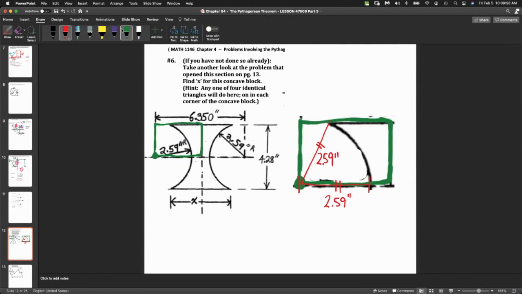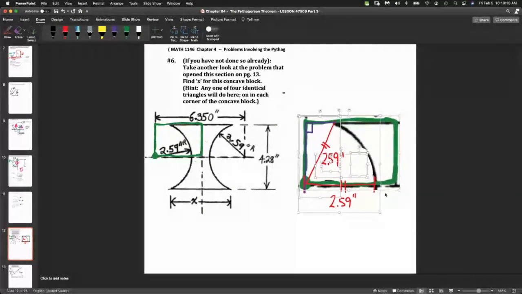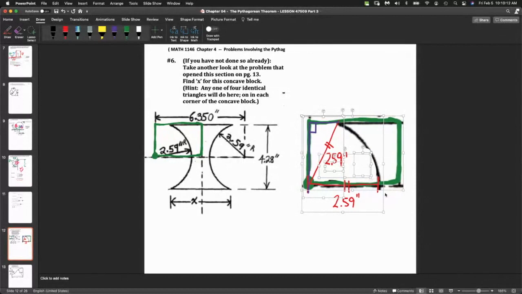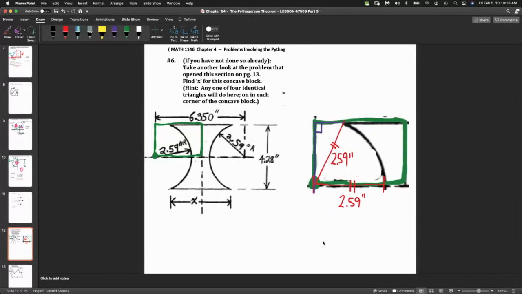Here's our right angle triangle. Let's draw that in purple. So there's the right angle triangle. And we're going to put some information on that diagram in a second. Got to move it over a little bit. Sorry, people.